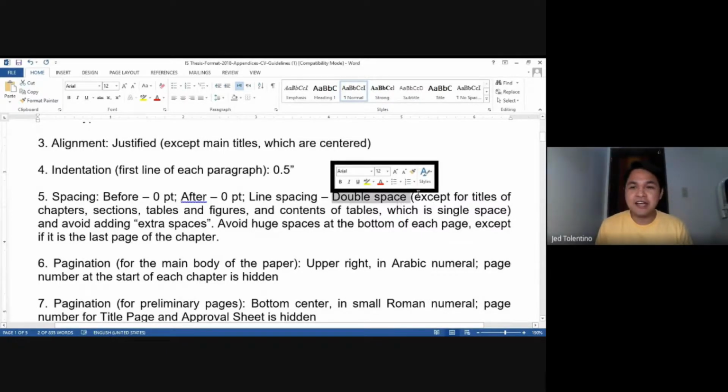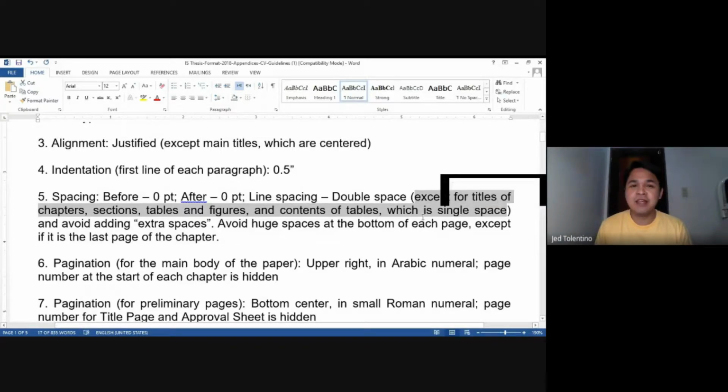Kaya lang, kapag title ang ginagamit natin, sabi dito, for titles of chapters, sections, tables, and figures, and contents of table, ay single space ang ginagamit. And avoid adding extra spaces. Avoid huge spaces at the bottom of each page except if it is the last page of the chapter. So, pag may space tayo lagi, tinataas natin yung ibang mga words para hindi lumalaki yung mga space unless ito nga yung last page natin.